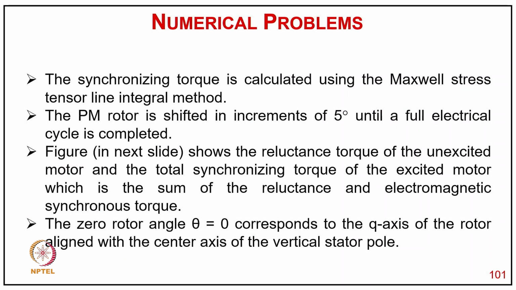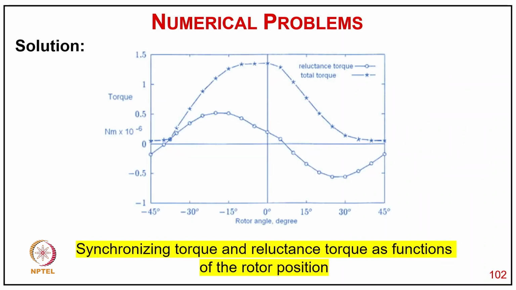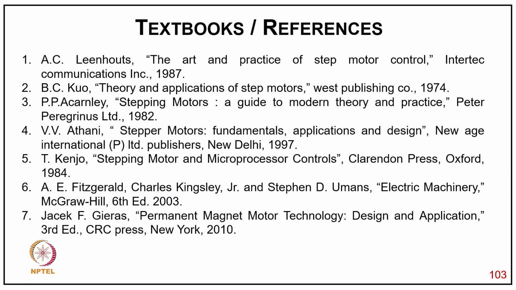Now the synchronizing torque is calculated using the Maxwell stress tensor line integral method, and the PM rotor is shifted in increments of 5 degree until a full electrical cycle is completed. The figure in the next slide shows the reluctance torque of the unexcited motor and the total synchronizing torque of the excited motor, which is the sum of the reluctance and the electromagnetic synchronous torque. The zero rotor angle theta equal to 0 corresponds to the q axis of the rotor aligned with the center axis of the vertical stator pole. And typically the synchronizing torque and reluctance torque are shown as a function of the rotor position, as you can see here. These are the typical textbooks or references which were referred to in preparing this material, so you can refer to them to go into more detail.